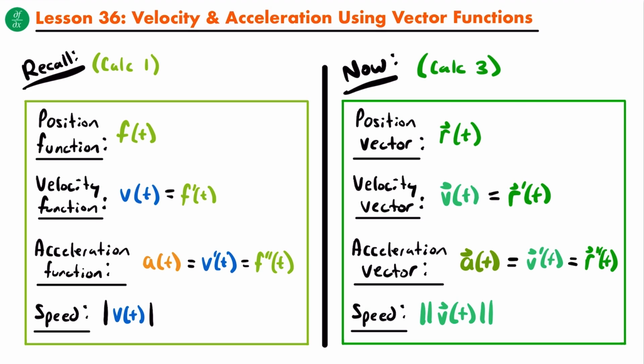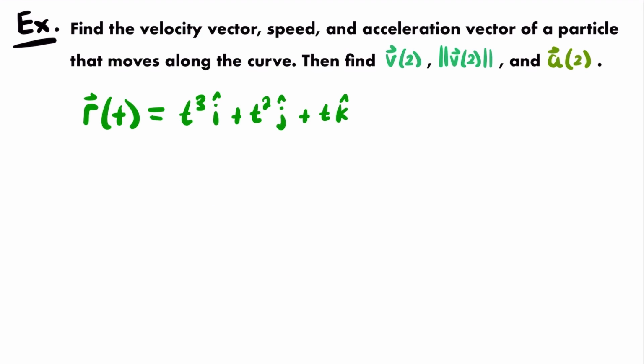But now, let's actually take a look at an example of finding the velocity and acceleration vectors as well as the speed for a given position vector. And so here is our example. Just as I said, we want to find the velocity vector, the speed, and acceleration vector of a particle that moves along the curve, specifically the curve represented by this vector function. And then we want to find the velocity at t equals 2, or the velocity at time 2. The speed, that's what the magnitude of the velocity vector represents. We want to know the speed at t equals 2, and then the acceleration at t equals 2.